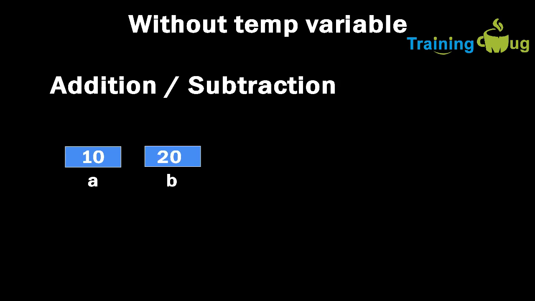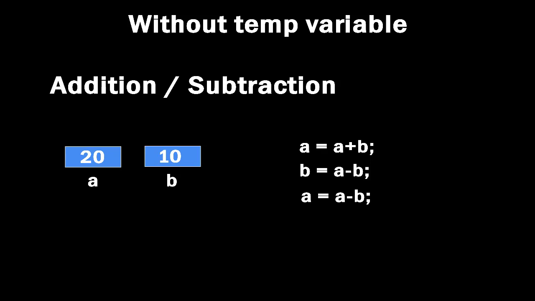So here we are going to do a is equal to a plus b, and then a value is now going to be 30. Then we're going to do b is equal to a minus b, then b value is going to be 10. Then next we are going to do a is equal to a minus b, then a value is going to be 20. So simply we are swapping the numbers by performing addition and then subtraction.